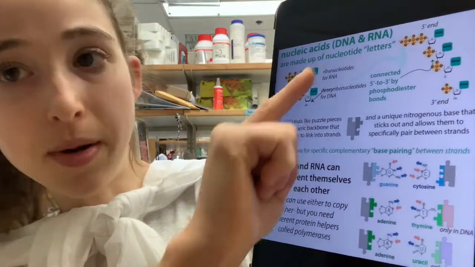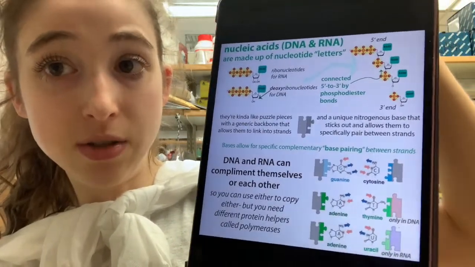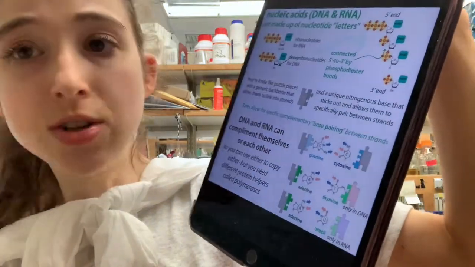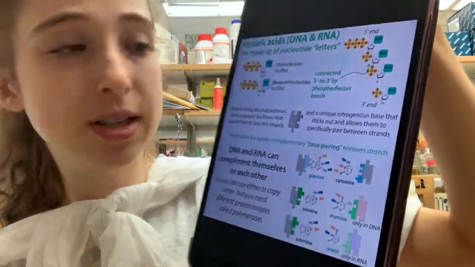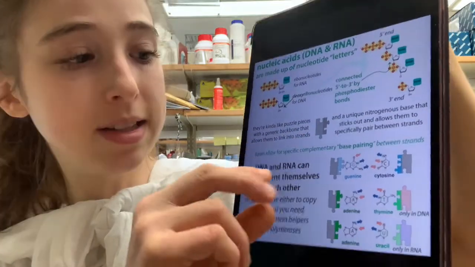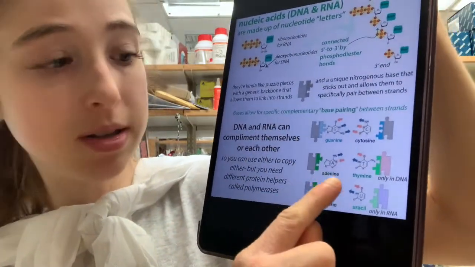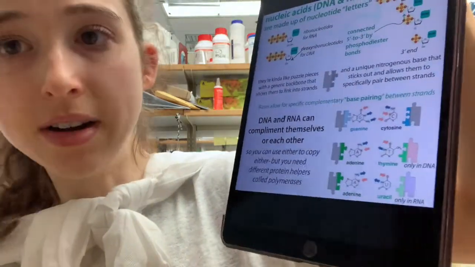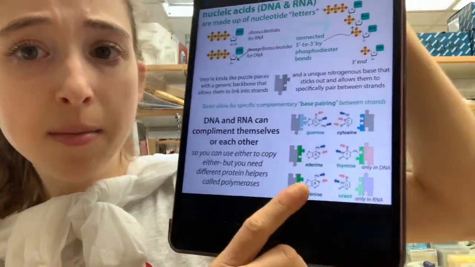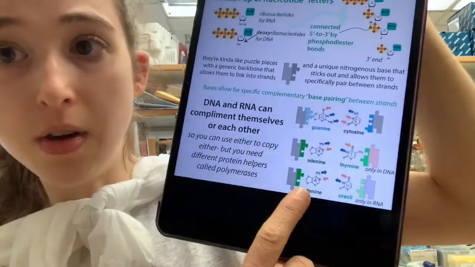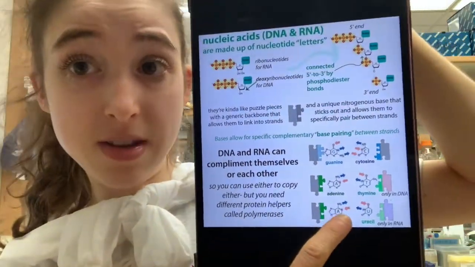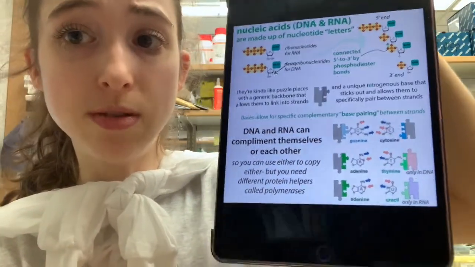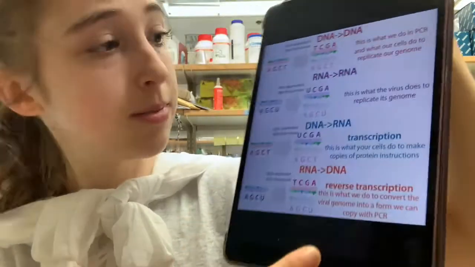But the bases, the parts that stick off, are the parts that do the complementary binding, and the bases don't involve that backbone part. This is why you can have DNA to RNA and RNA to DNA. And remember, RNA has U and DNA has T, but both can pair with A, so that's not an issue. The only issue when we want to copy one from another is making sure we use the right enzymes, the right protein helpers.